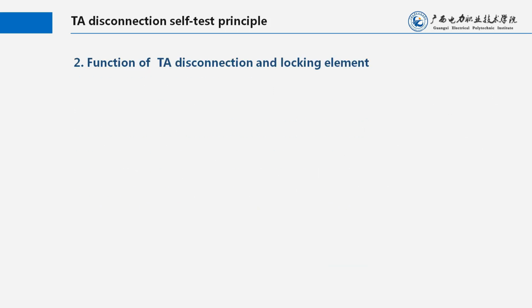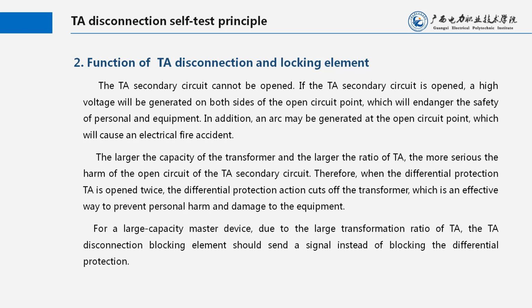2. Function of TA disconnection and locking element. The TA secondary circuit cannot be opened. If the TA secondary circuit is opened, a high voltage will be generated on both sides of the open circuit point, which will endanger the safety of personnel and equipment. In addition, an arc may be generated at the open circuit point, which will cause an electrical fire accident. The larger the capacity of the transformer and the larger the ratio of TA, the more serious the harm of the open circuit of the TA secondary circuit.